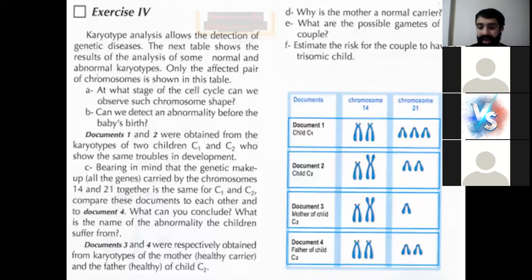If you see here, it has two copies of chromosome number 14, and it shows two copies of 21, but one of them is translocated to chromosome number 14. That's why we call it a normal carrier.